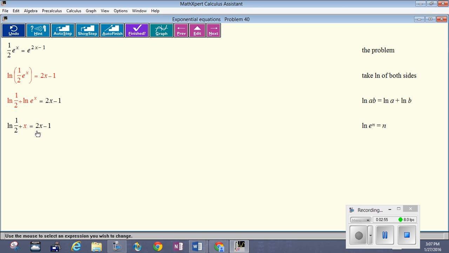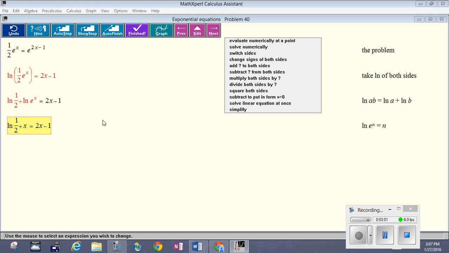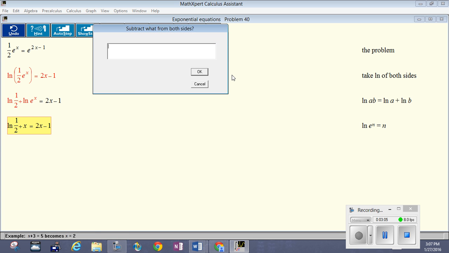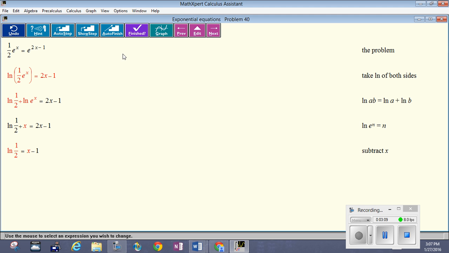You shouldn't have any real question about that, okay? And then you can see from here it's just a simple linear equation. Subtract x from both sides, okay? And then add 1, and you're there. You got your value of x, okay? So there's our x, okay? And that's that.